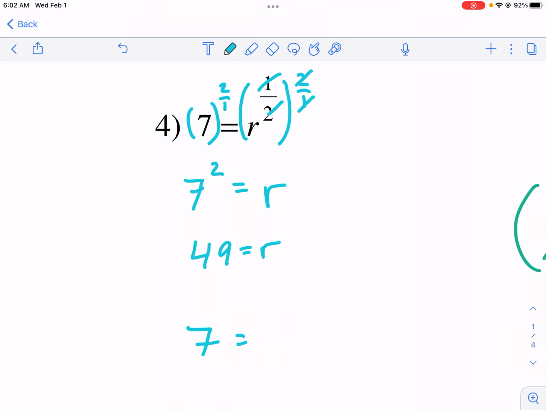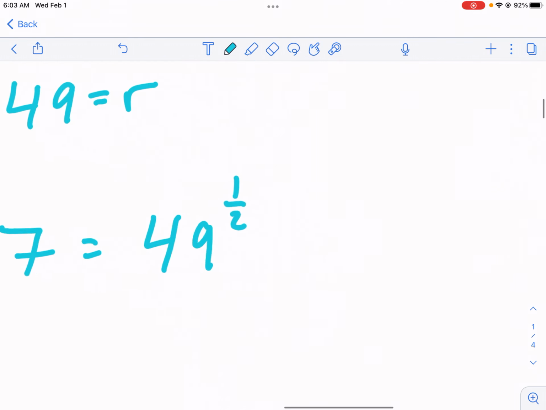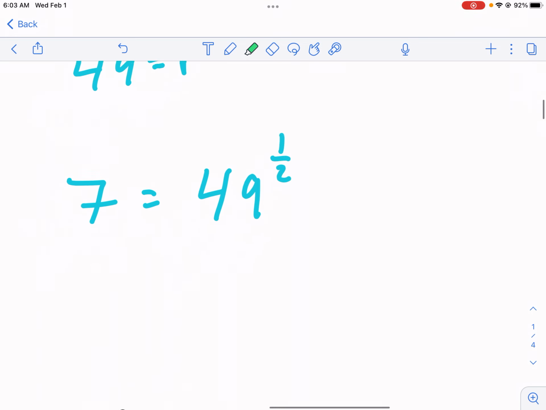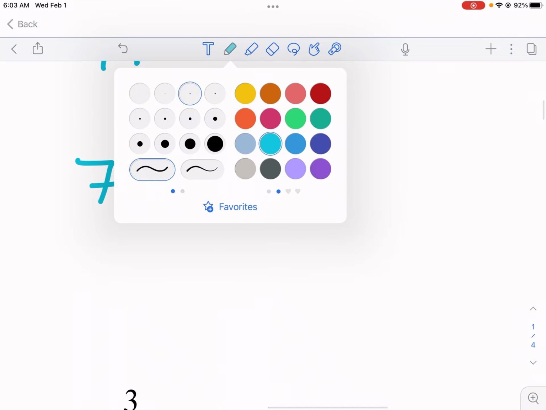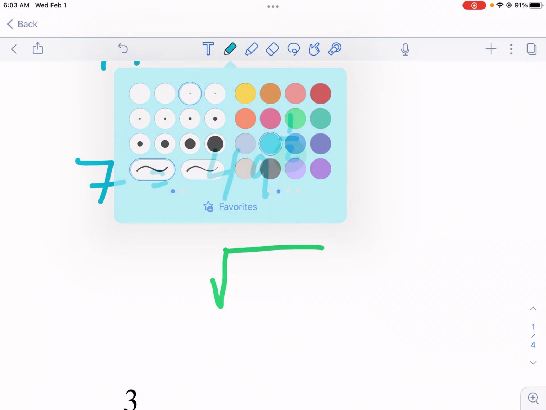But if you get something that makes a true statement, then we're solid. So we have 7 equals, and then we have 49 to the 1/2 power. You're probably wondering, what does that mean? Well, anytime we have a fraction for an exponent, that bottom number in the denominator is technically our root. So I could rewrite this as the square root, because there's an implied 2 there. Okay, square roots have that implied 2. And then this is the square root of 49.